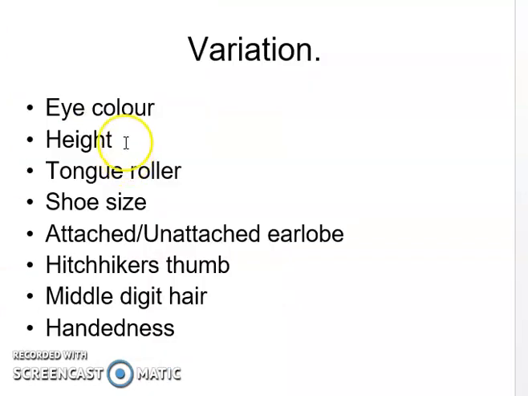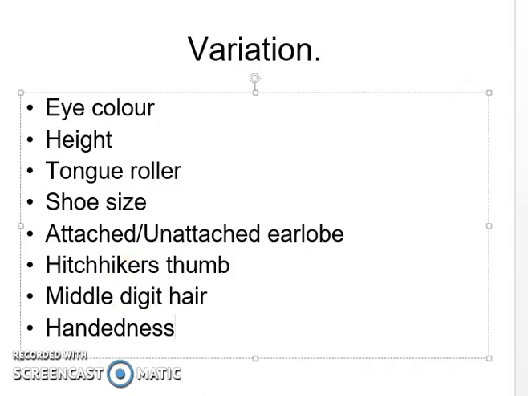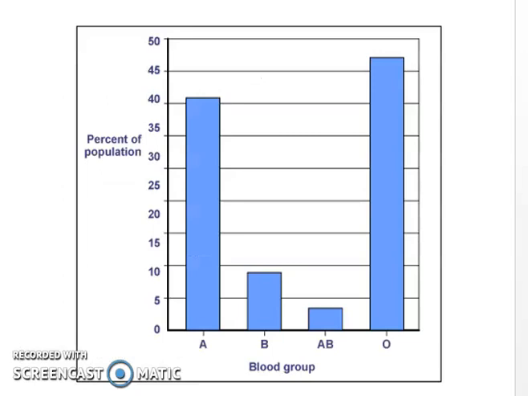So what I'm trying to say is, these things like eye colour, whether we can roll our tongue, whether we've got an attached or unattached earlobe, hitchhiker's thumb, middle digit hair, handedness, this is controlled by one gene generally. And so what that means is you either have that variation or you don't. So if you were going to show that graphically, it would be on a bar chart like this.